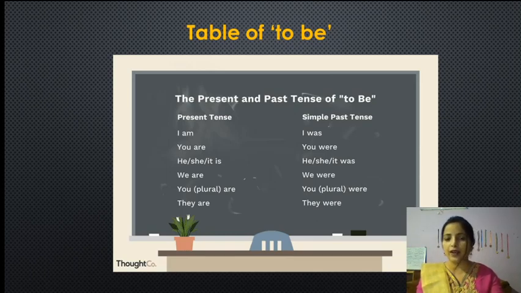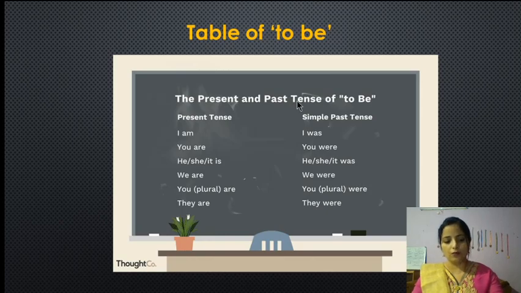Okay, so you have I am, it becomes I was. You are, it becomes you were. He, she, it is, it becomes he, she, it was. We are, we were. You are, you were. They are, they were. Okay, that is the difference. So am, are, is, are: these are the forms of to be in present tense. And was, were are the forms of to be in past tense.